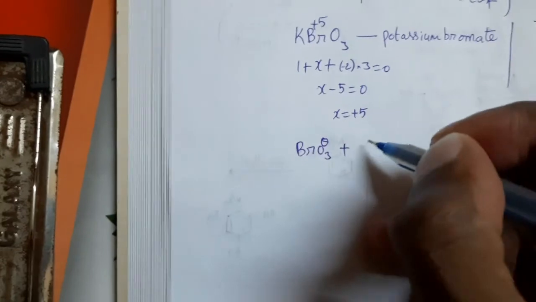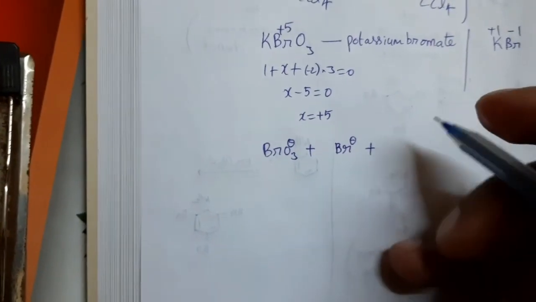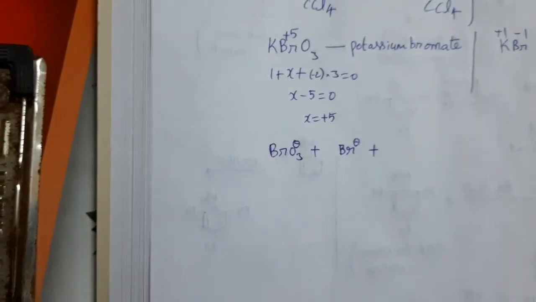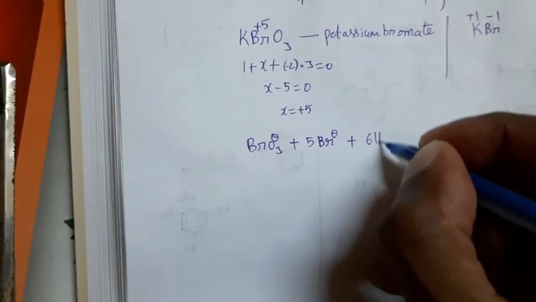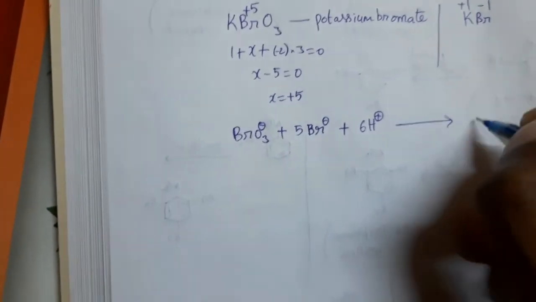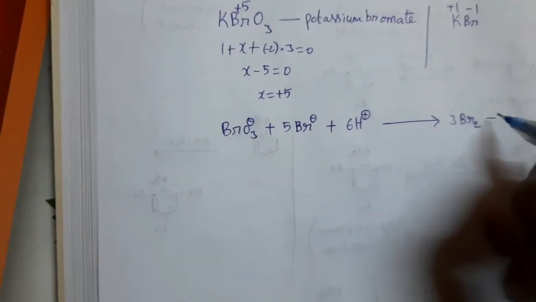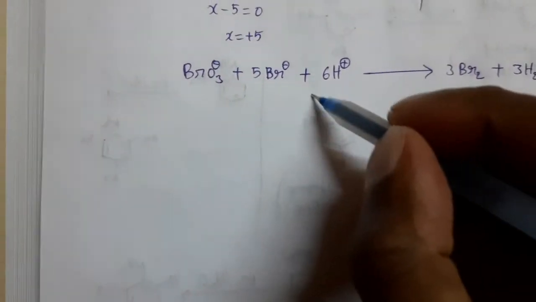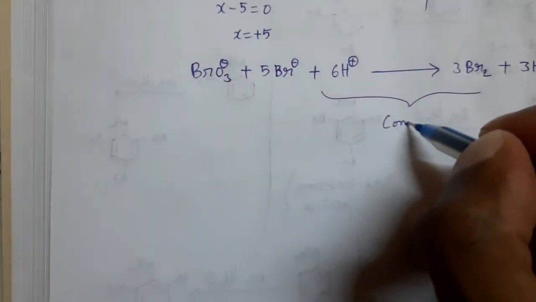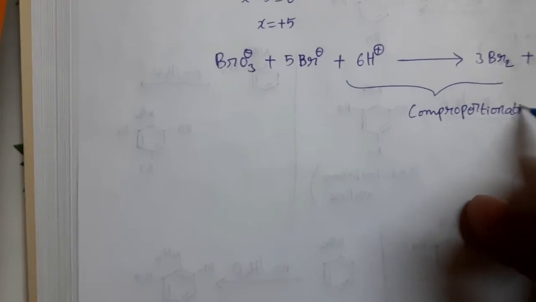Now, see the reaction. BrO3 minus plus 5Br minus plus 6H plus gives rise to 3Br2 plus 3H2O. So this reaction is called comproportionation reaction.